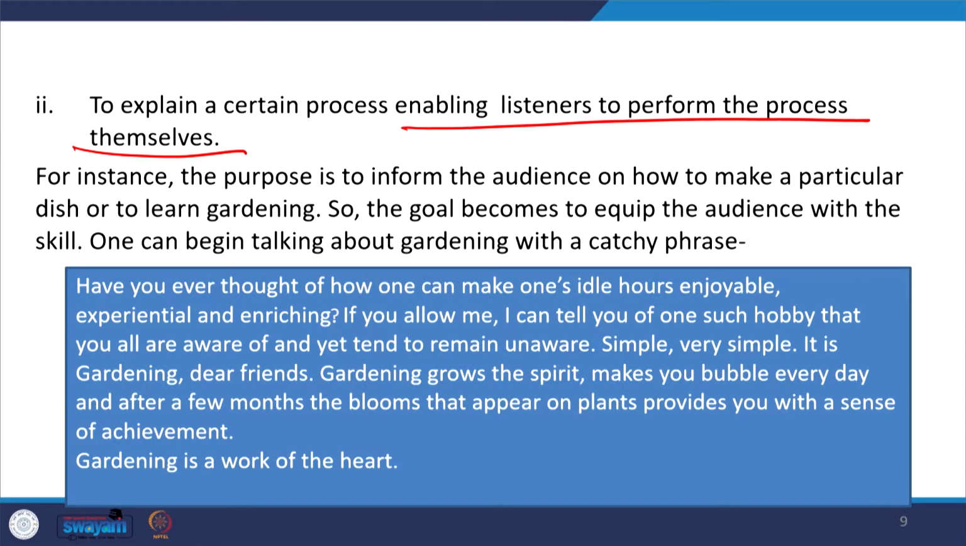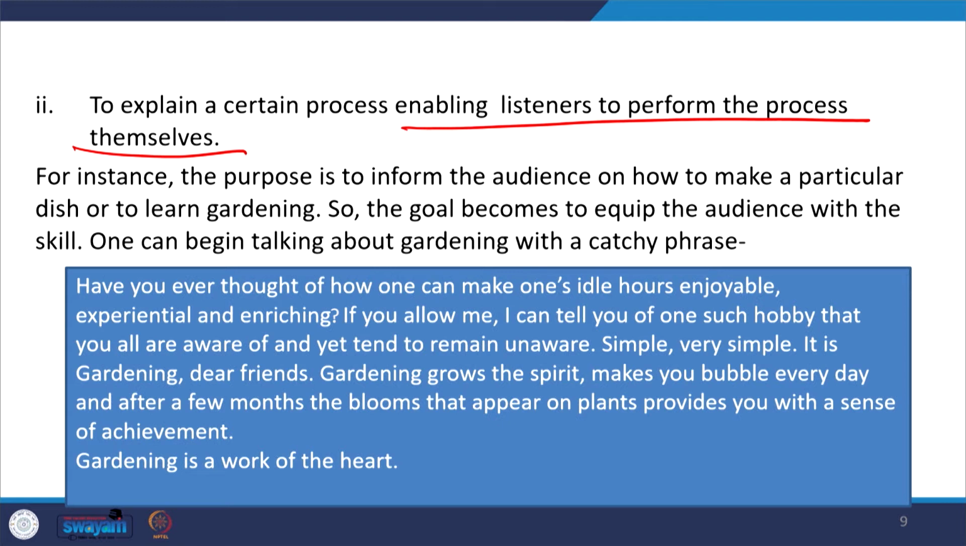Now here you can have a look at how I have tried to craft a speech on gardening. Again, as I said in the previous lecture, you can shock the audience or you can say something which may make them curious. Have you ever thought of how one can make one's idle hours enjoyable, experiential and enriching? If you allow me, I can tell you of one such hobby that you all are aware of yet tend to remain unaware. Simple, very simple. It is gardening, dear friends.